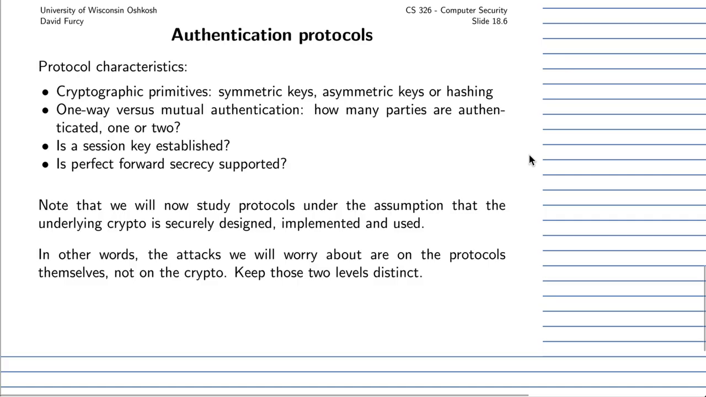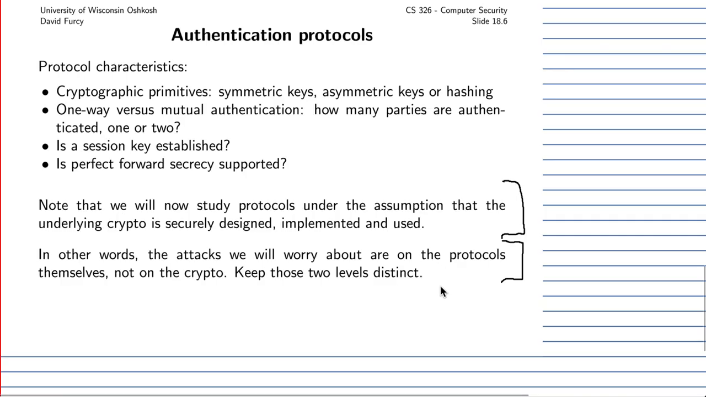One thing to be aware of is that now that we are done discussing the details of cryptography, the encryption and decryption algorithms and hashing algorithms, we're going to make the assumption that those primitives are well designed, secure in the way they are designed, implemented, and used. In other words, the attacks we're going to consider now are attacks on the protocols themselves, but we're going to assume that the components of these protocols, namely these cryptographic primitives, are themselves secure. So it's important to keep those two levels distinct.